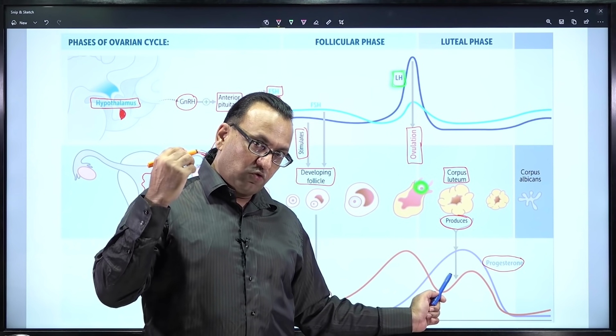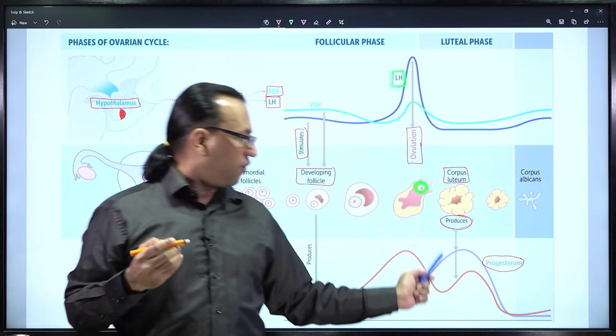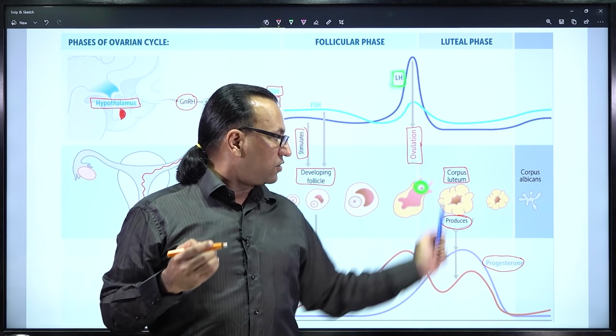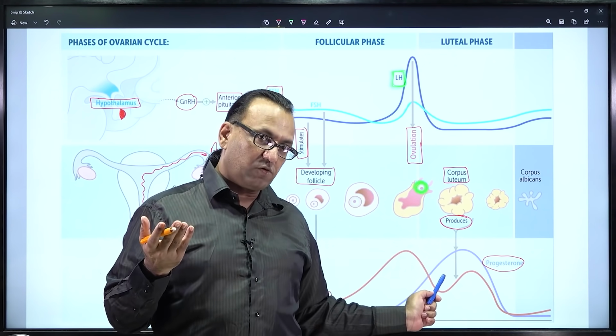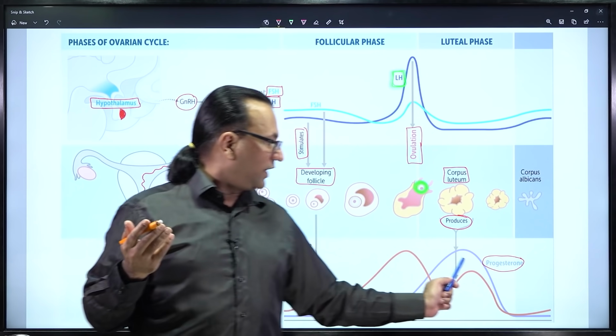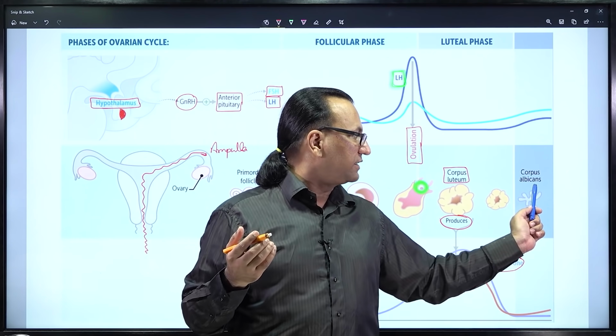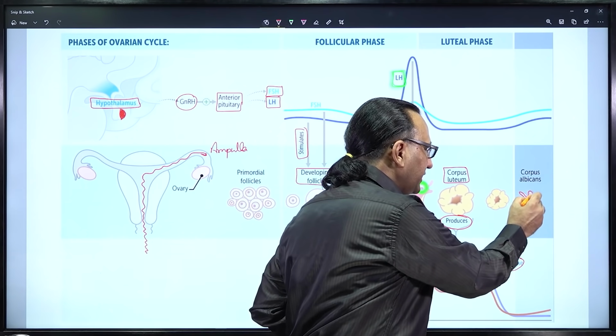Now, if you do not have fertilization occurring and there is no conceptus formed, the corpus luteum will not continue producing the hormones. The level of progesterone is going down, and so is the estrogen level. The corpus luteum will change into corpus albicans and then the next cycle should begin.